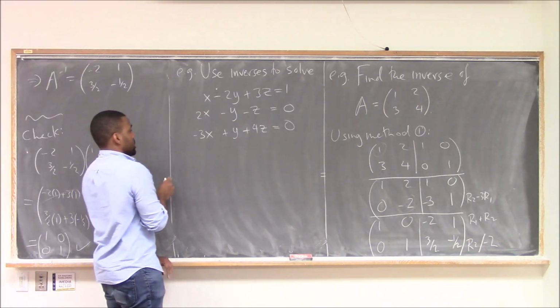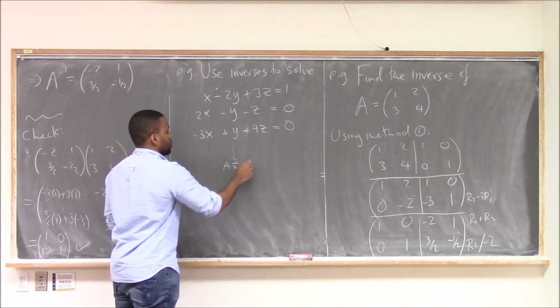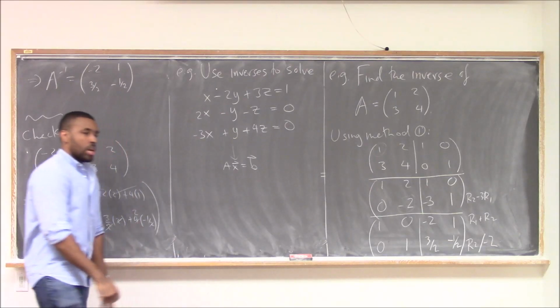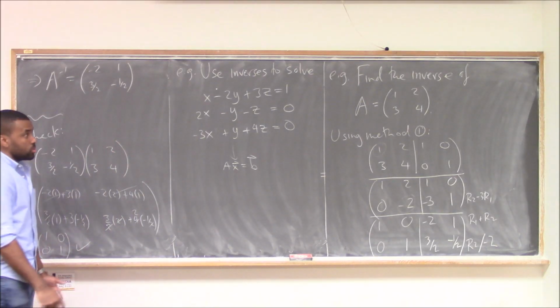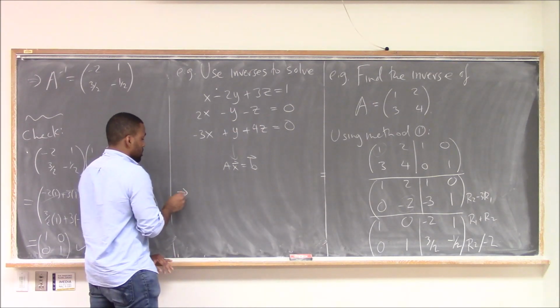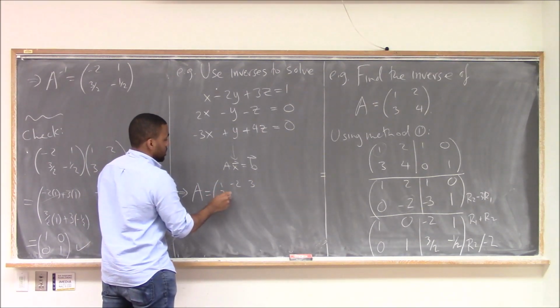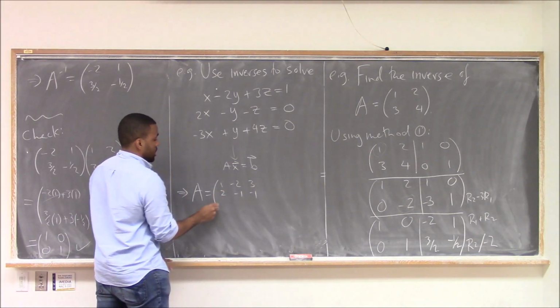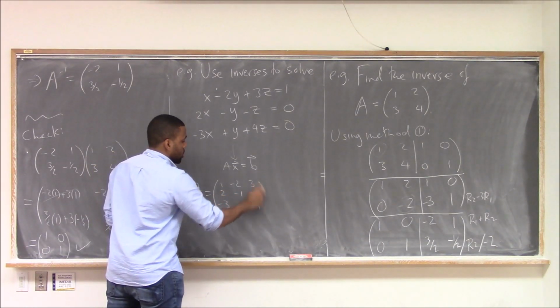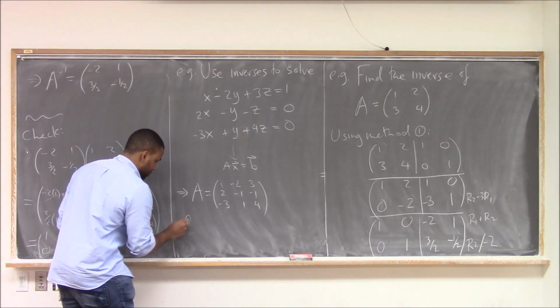So the idea is, if I think about this as Ax equals b, I know according to Cramer's rule it has a unique solution. But let's actually find that. So this would mean that A is the matrix 1, minus 2, 3, 2, minus 1, minus 1, minus 3, 1, 4. And so now I want to find A inverse.